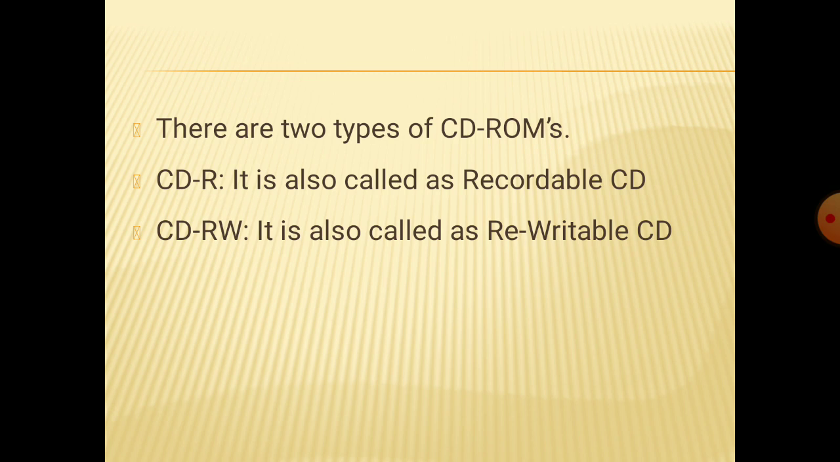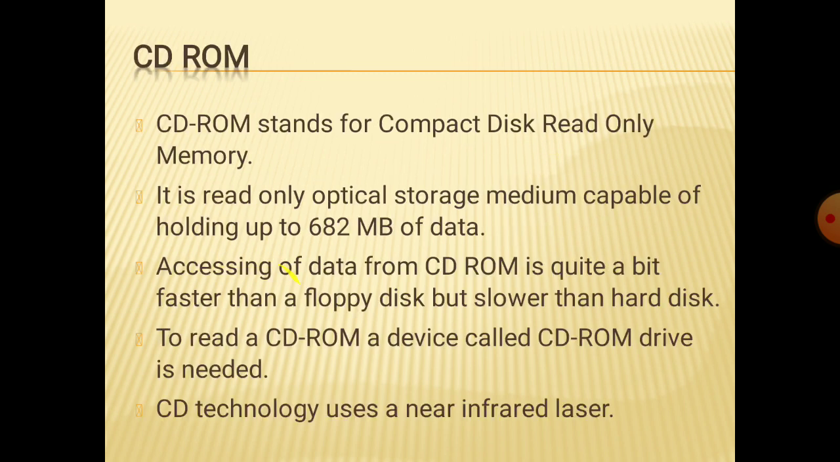CD-R means you will get an empty CD, and whatever data you want to enter, you are allowed to enter. But once you enter it, next time you are not allowed to edit or delete the content or re-enter the data. That is not possible. That is called recordable. And CD-RW means you can enter data and read it as many times as you want. You can delete, add, edit, update, anything you can do. That is relating to your CD-RW. So totally three types of CDs will be there: CD-ROM, CD-R and CD-RW.